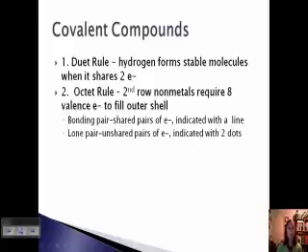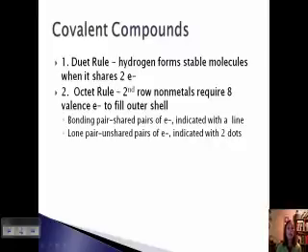The octet rule applies to second row nonmetals, or the second period. And this means that they require 8 valence electrons to fill the outer shell. Okay, so if you remember from the Bohr model, 8 electrons filled that outer shell, and nonmetals are going to take on electrons in order to get noble gas electron configuration.